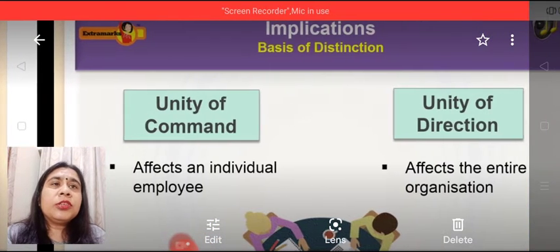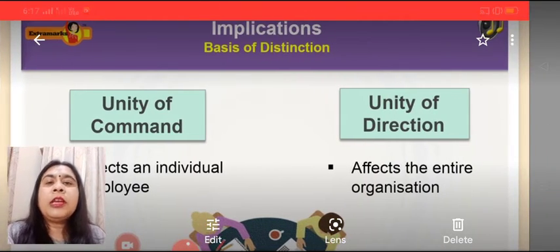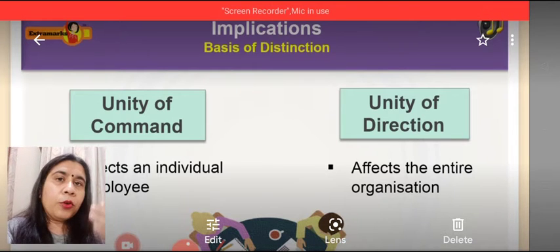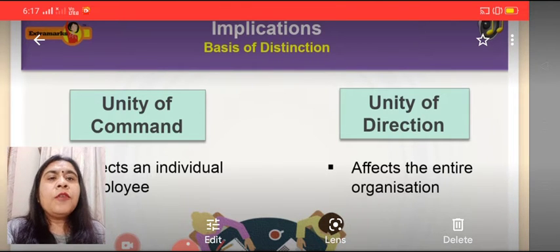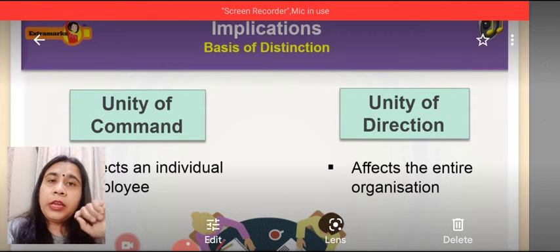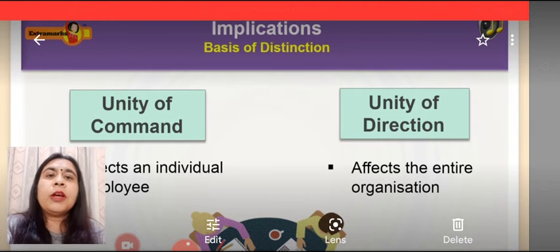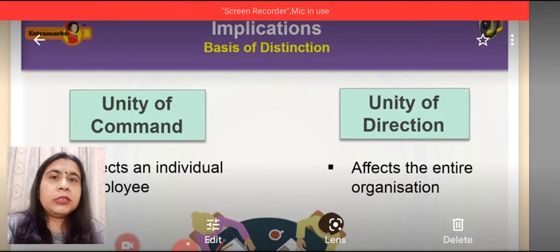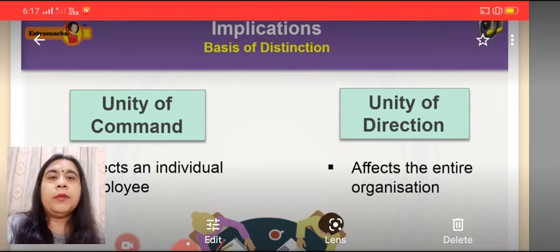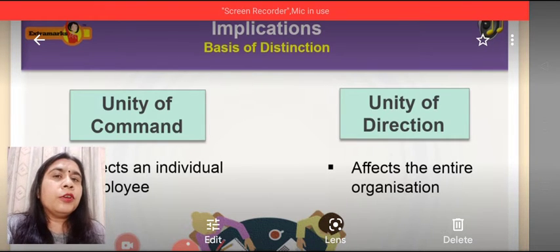Another basis of distinction is the implication. Unity of command affects the individual employee because he is following a boss. And unity of direction affects the entire organization because the entire division is working towards one direction, towards one goal, under the subordination of one head and one plan. So this is the difference between unity of direction and unity of command.